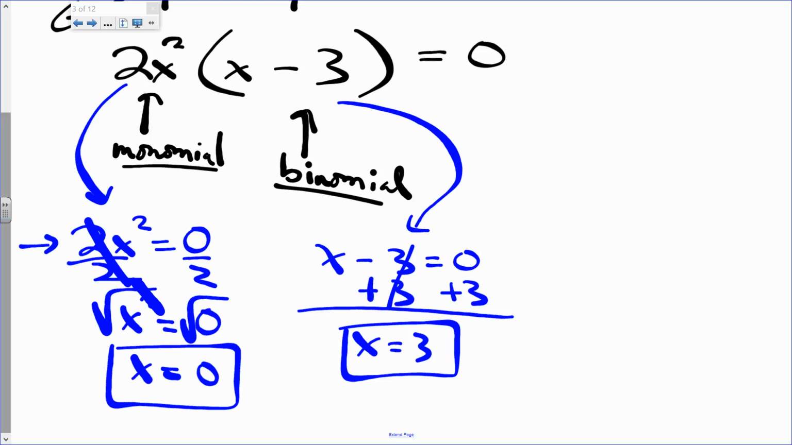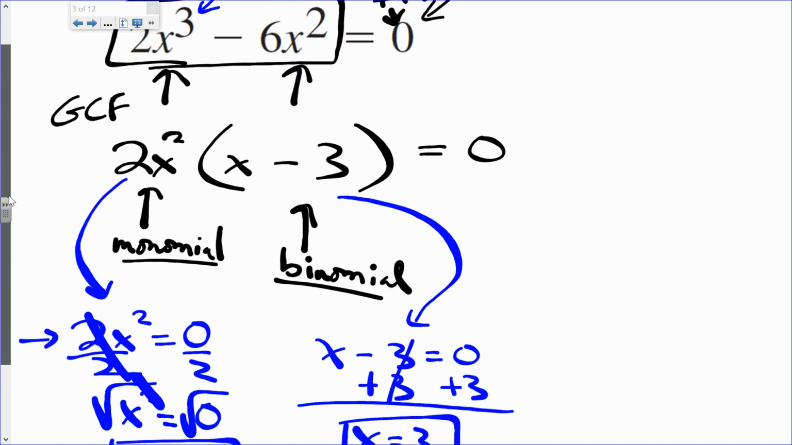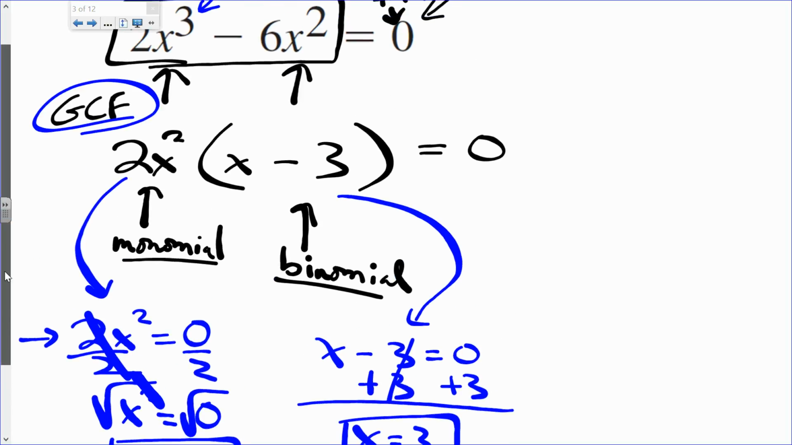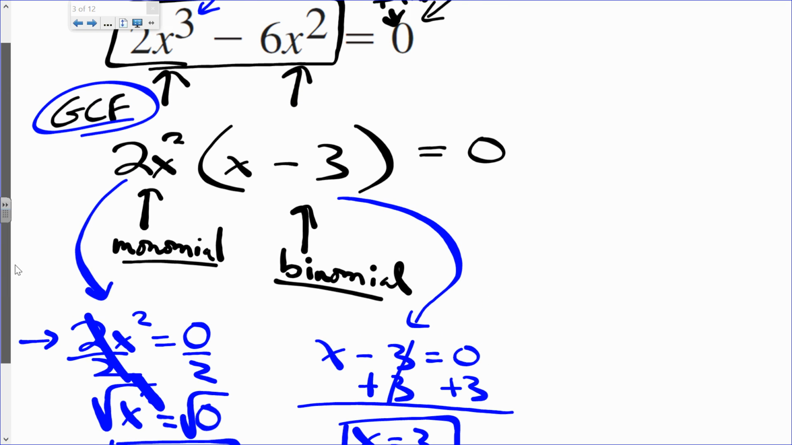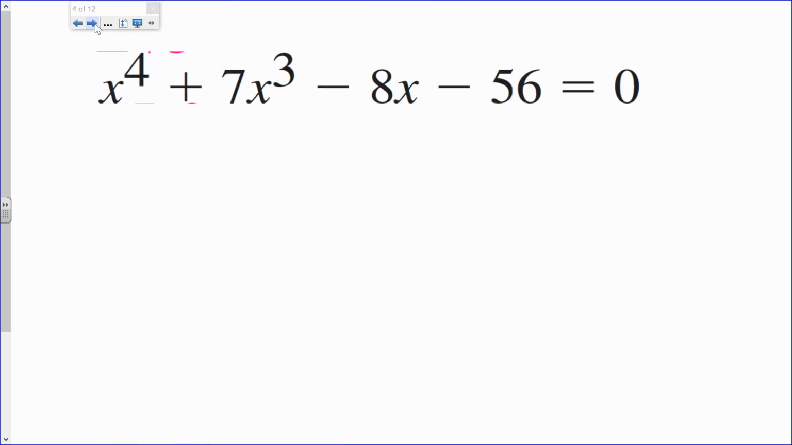And notice that we're able to obtain these solutions by factoring. We use the GCF method that we worked on. We took the greatest common factor, then took each factor and set it equal to 0, and it resulted in our solutions. Here's our next example.